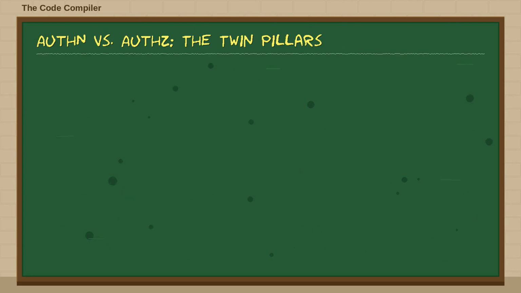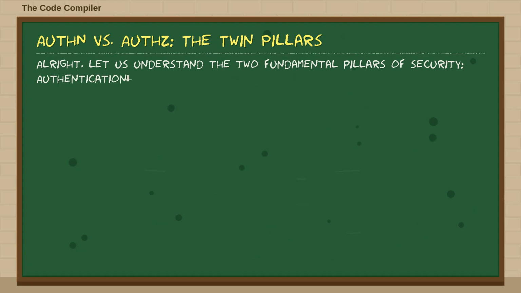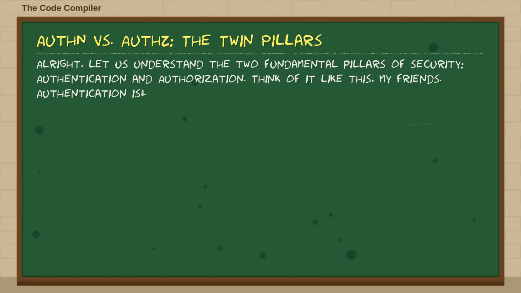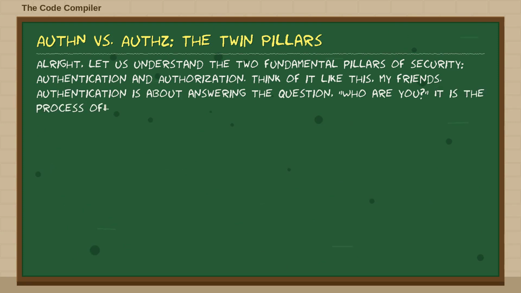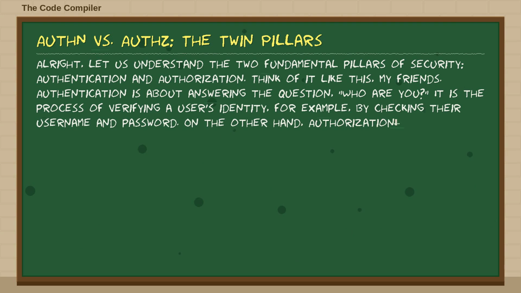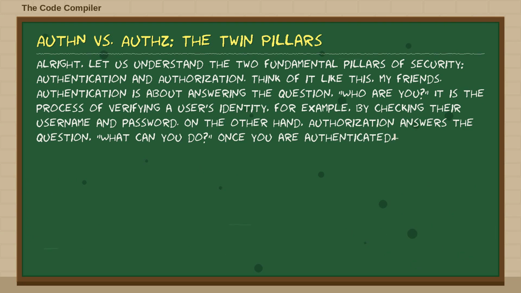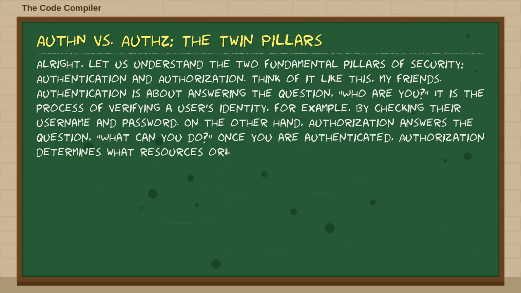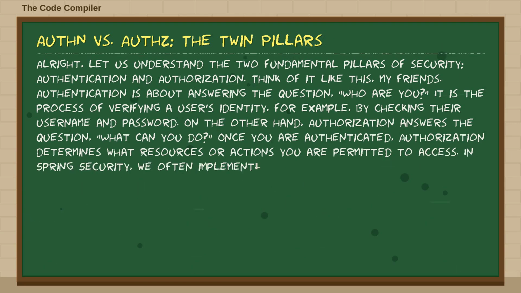Alright, let us understand the two fundamental pillars of security: authentication and authorization. Think of it like this, my friends. Authentication is about answering the question, who are you? It is the process of verifying a user's identity, for example, by checking their username and password. On the other hand, authorization answers the question, what can you do? Once you are authenticated, authorization determines what resources or actions you are permitted to access.